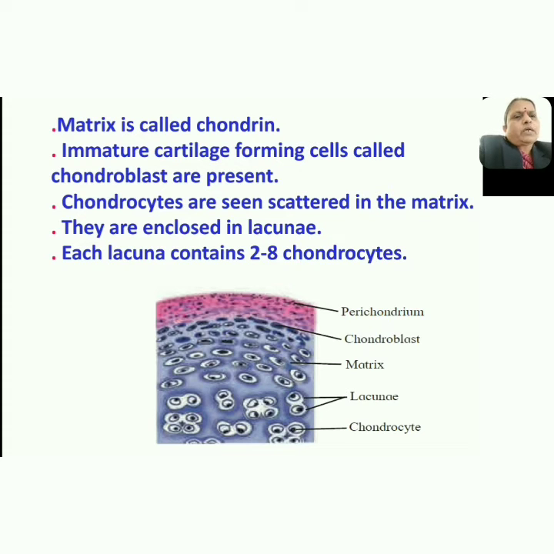The cells, chondroblasts which are immature, are present in the matrix, and chondrocytes are scattered in the matrix also. They are enclosed within the lacunae. Lacunae are fluid-filled spaces which enclose the chondrocytes. There are 2 to 8 in number in the lacunae. See here in the diagram, outermost layer perichondrium, then matrix which contains lacunae, and lacunae contain chondrocytes.